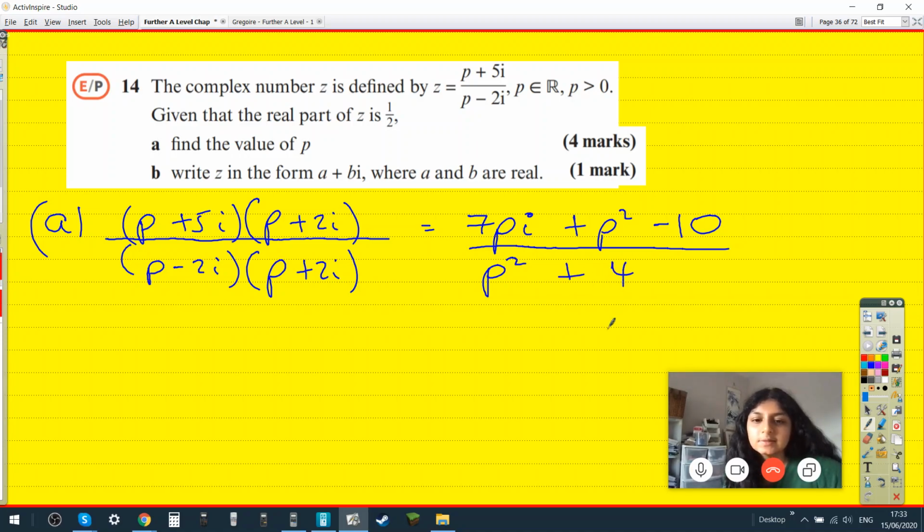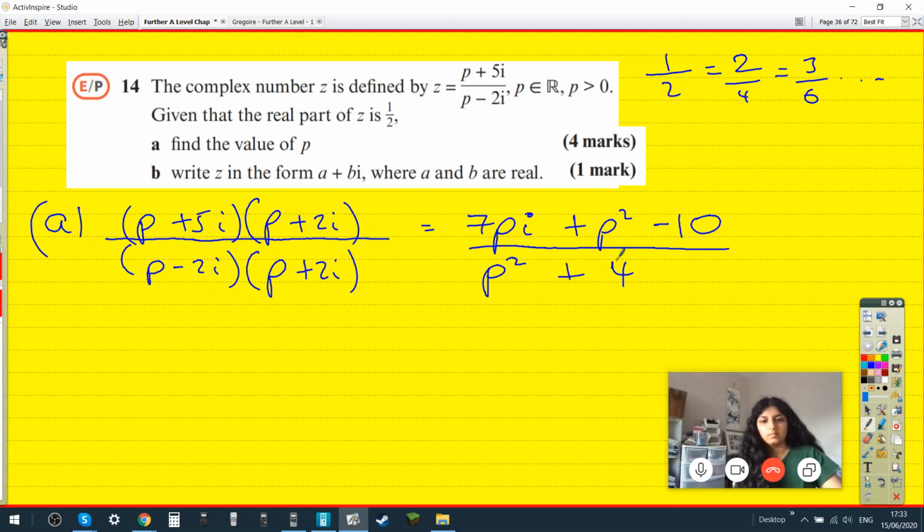Okay. Well, you know that p squared minus 10 is equal to 1 because it says the real part is a half. And then p squared plus 4 is equal to 2. Is that right, or is that not right? Not necessarily, because a half is the same as 2 over 4, or 3 over 6. I don't know how to solve this.